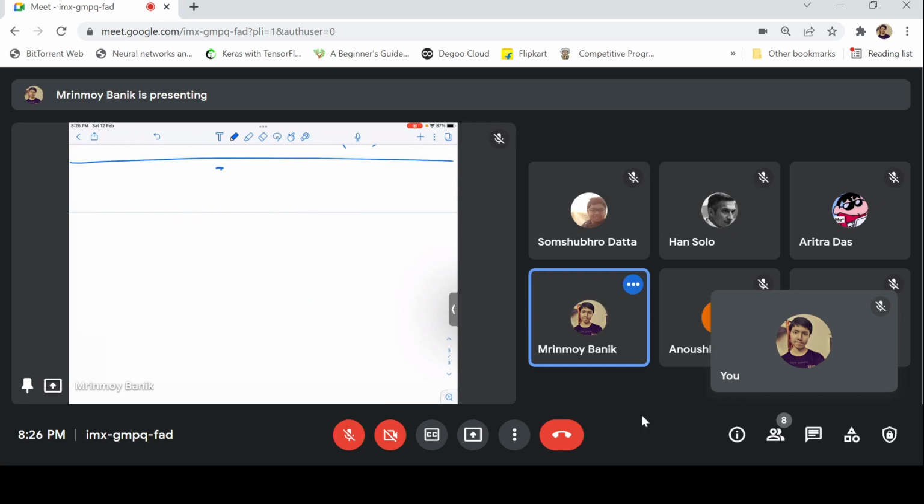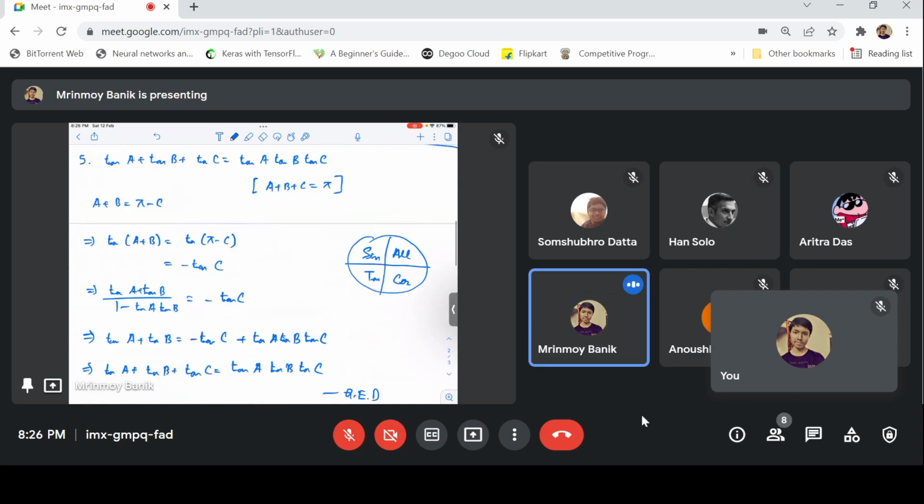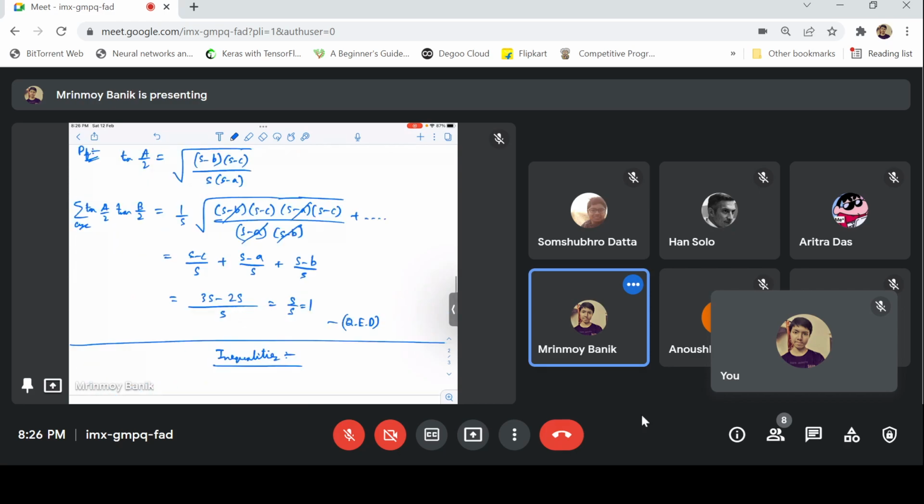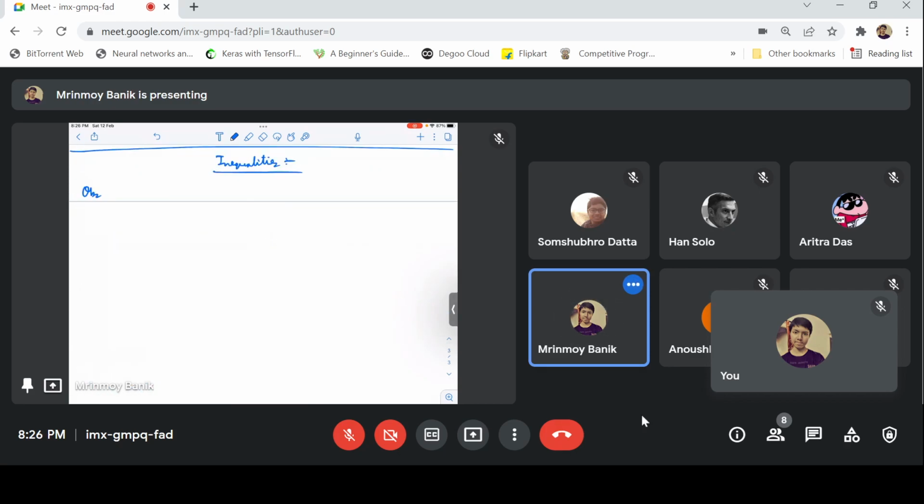So now the inequalities. The first one will originate from this tan identity. Take observations: tan A, tan B, and tan C. From AM-GM, we have (tan A plus tan B plus tan C) by 3 is greater than or equal to the cube root of tan A tan B tan C.